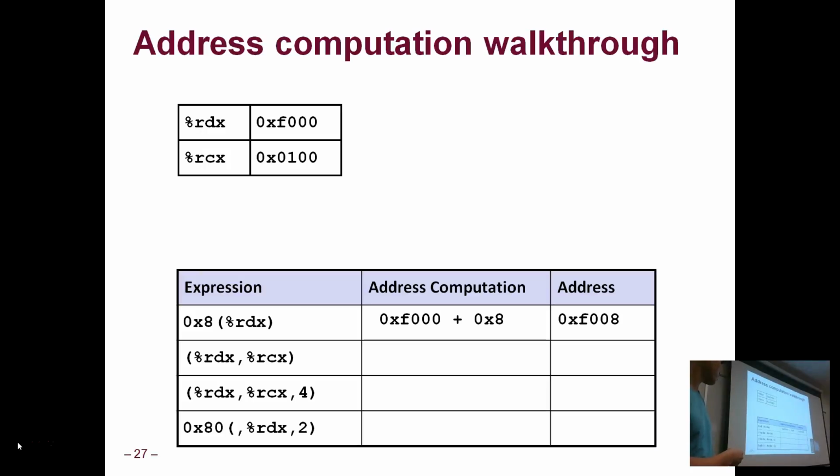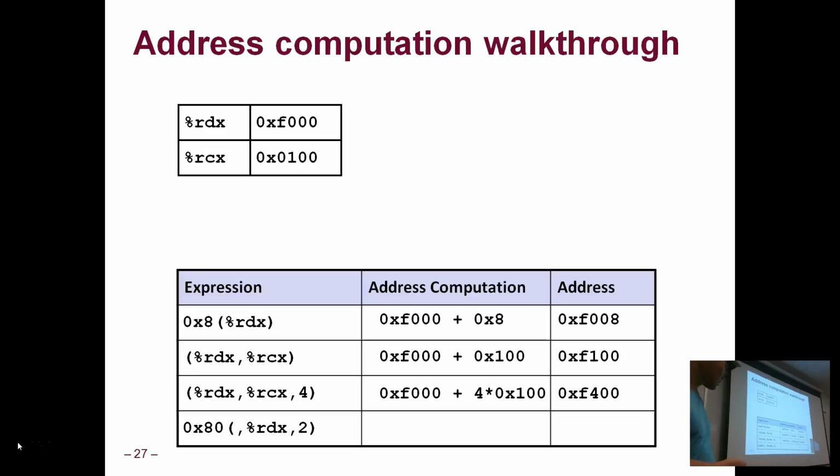This expression will add these 2 registers together, and then go to the memory location that results, F100. This instruction will take 4 times RCX and then add it to RDX. So 4 times RCX is hex 400. And so you'll get this as an address, hex F400. You're all with me? That's good.